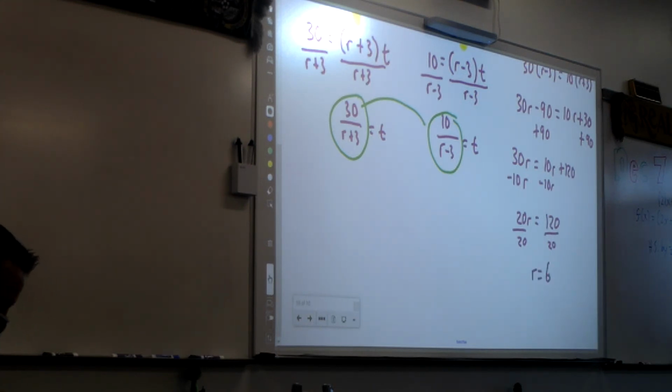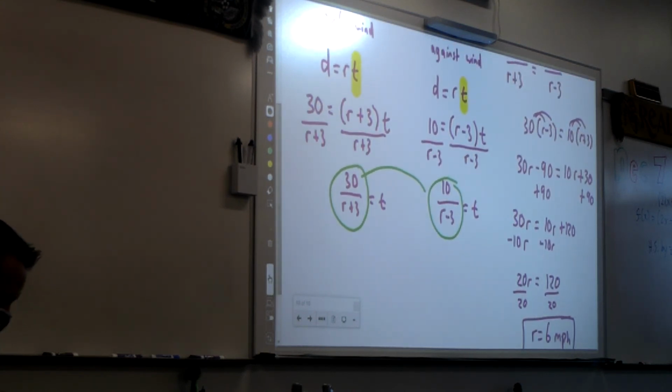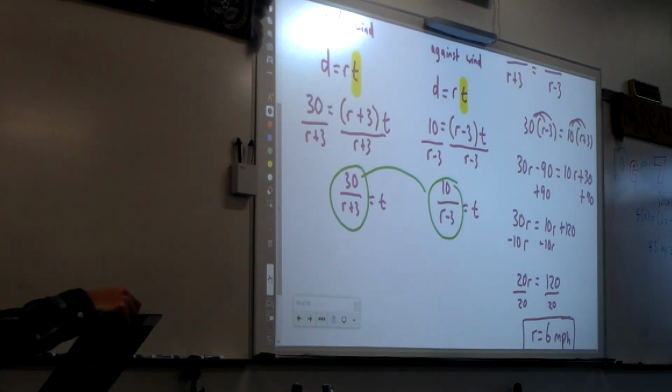Now what does this 6 represent? That's the rate, so we're going to write that miles per hour. This is how fast Cooper is riding when there's no wind. So when she's going with the wind, her rate's increased by 3, so she's going 9. When she's against the wind, she's only going 3. Okay, cool.